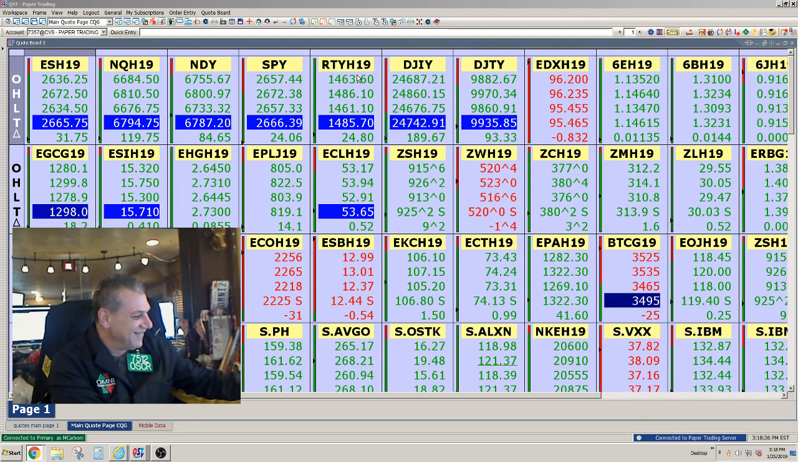You should be up a couple points on your room trade too. Yeah, that's going well. Well, the Russell just made a new high, so I'm assuming the S&P will try for its highs too.